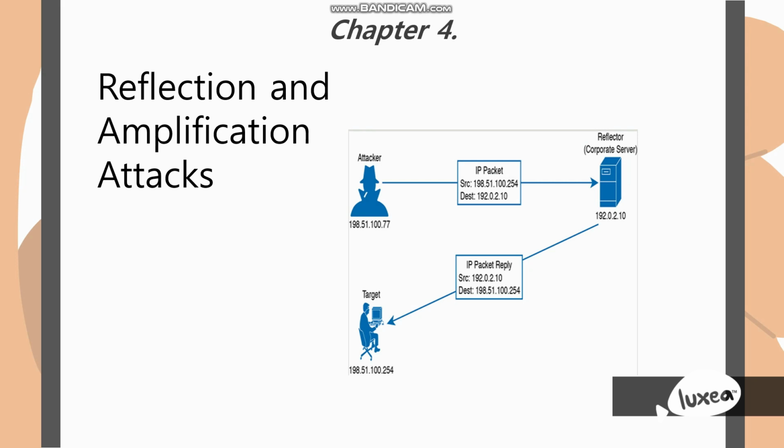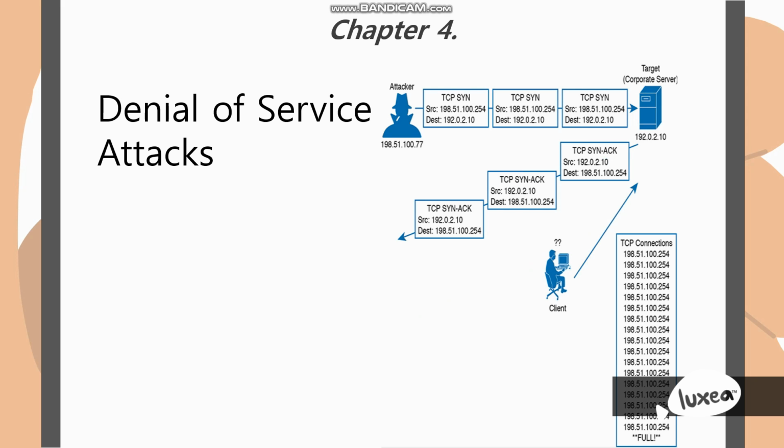So check the example. The connection will be listed until the table is full of TCP connections. When bad guys are attacking our system, what will happen? For sure, our system will crash. We call that a DoS attack. What is that? It's a DoS attack.